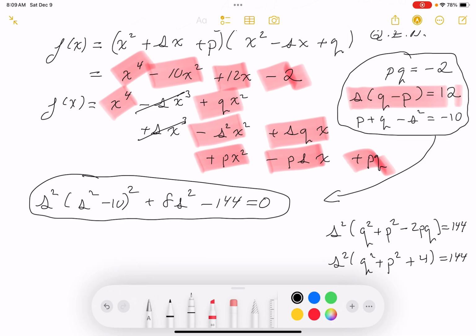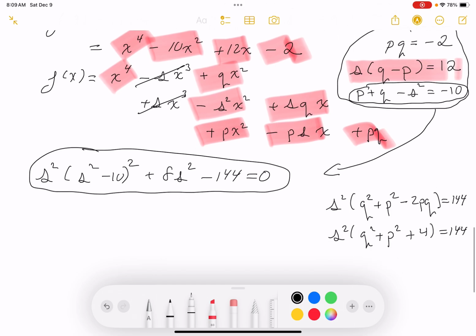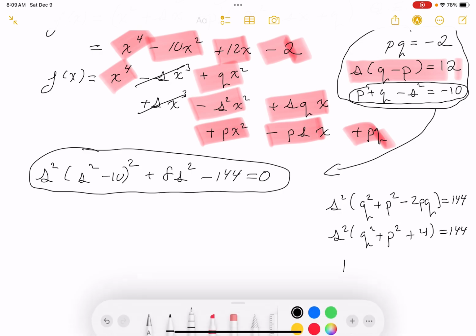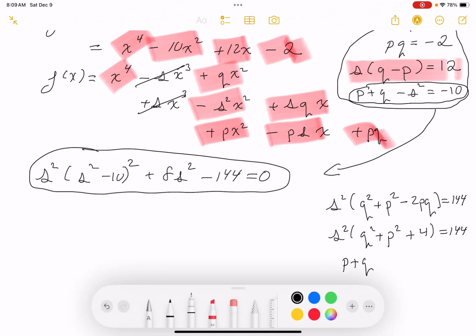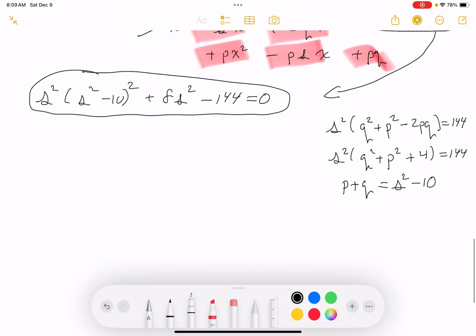I'm seeing another square in the problem. I'm seeing this over here, right? I'm just going to write down p plus q from that guy. So p plus q would equal s squared minus 10. And what I'm going to do is I'm going to square that guy. And what would you get up there? You get p squared plus q squared plus 2pq equals, well, I don't know if I want to square that, but I'll write it down for you. s squared minus 10 squared.